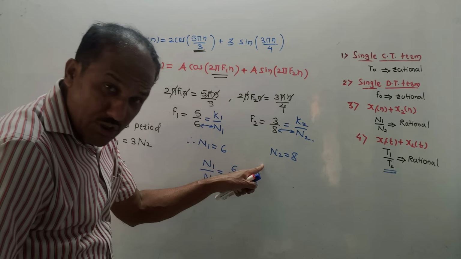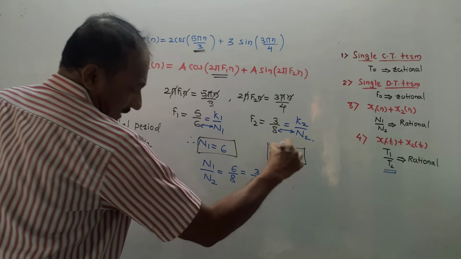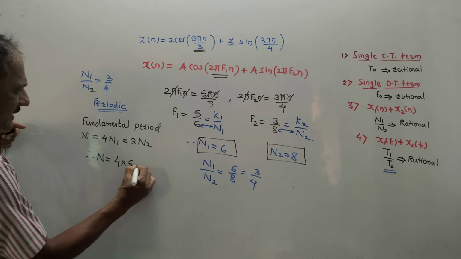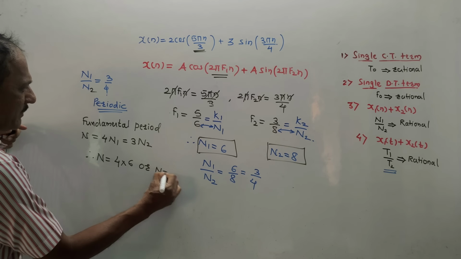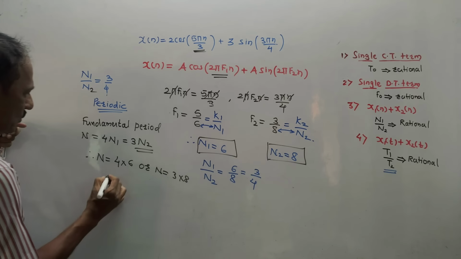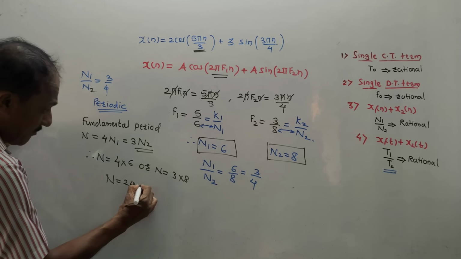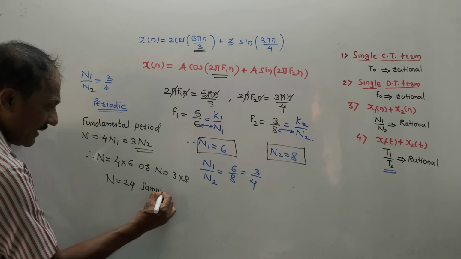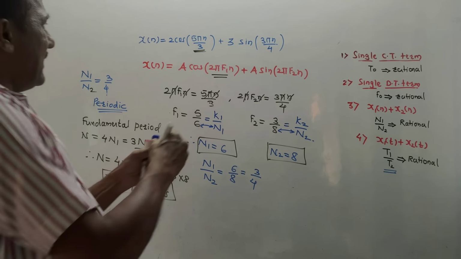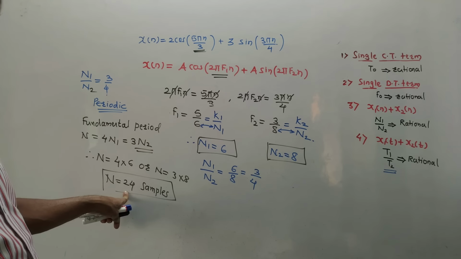Now, take the original value of n1. Original value of n1 is 6. Original value of n2 is 8. Original means before simplifying it. So, it is 4 into 6, or if you consider this term, 3 into 8, value of n2. So, in any case, you will get answer 24. Since this represents number of samples, fundamental period is N is equals to 24 samples. So this signal is again periodic and its fundamental period is 24 samples.